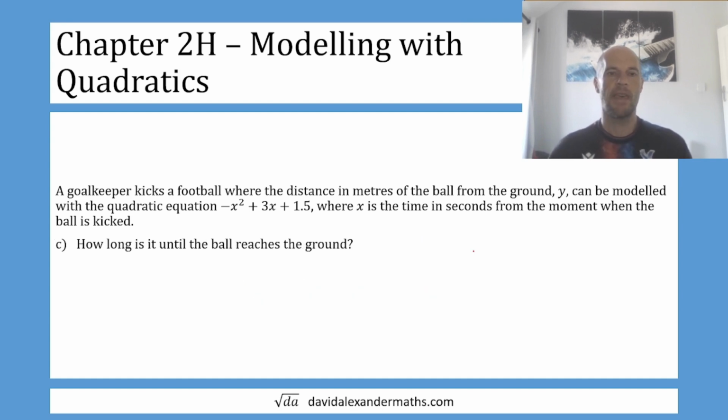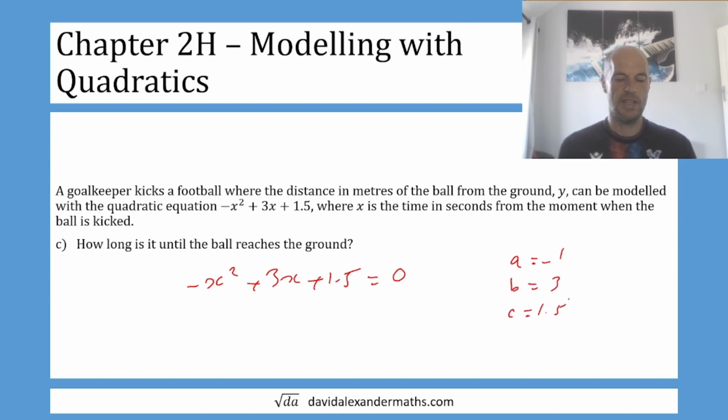On to part C. How long is it until the ball reaches the ground? y is the distance in metres of the ball from the ground, so I need to set this equation to 0: minus x squared plus 3x plus 1.5 equals 0. I'm going to use my quadratic equation solver where a is minus 1, b is 3 and c is 1.5. So menu, setup, minus sign, polynomial 2, degree 2, minus 1 for a, 3 for b and 1.5 for c.